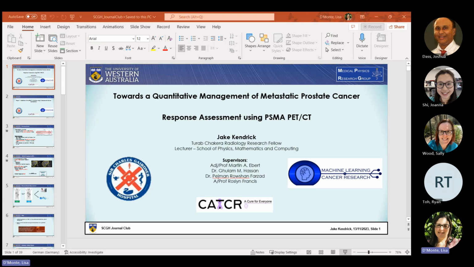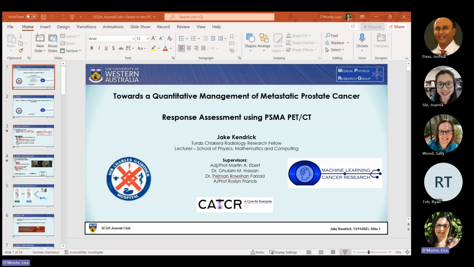The second reason we chose this was because no studies had undertaken a validation of this criteria in a biochemically recurrent prostate cancer cohort. As I said, this particular framework had been validated only in very extensive disease metastatic prostate cancer patients. We didn't know whether it could be used at a more early stage of the disease.